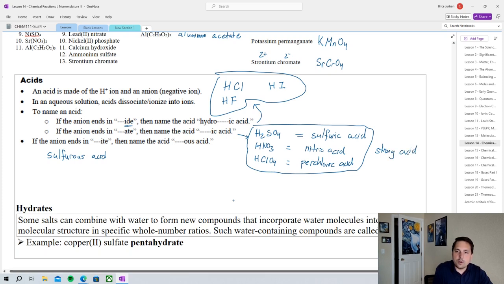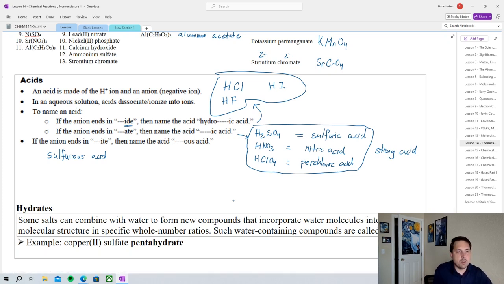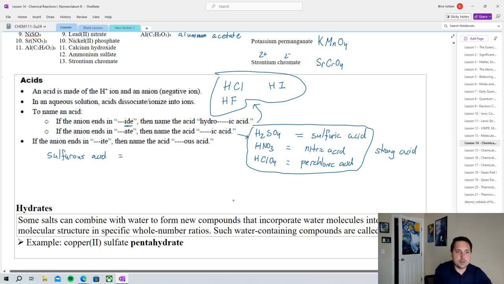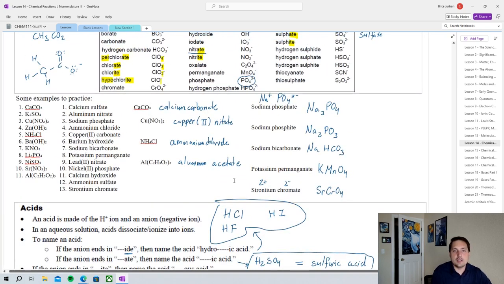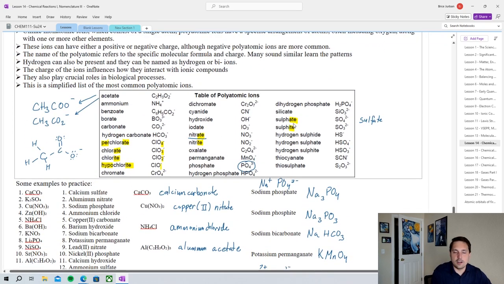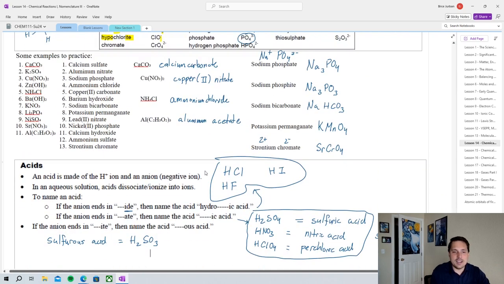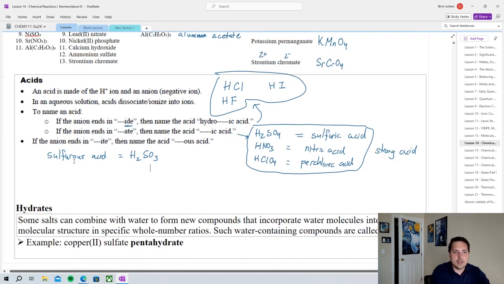But there's a variety of weak acids. And we'll talk about weak and strong acids in a little bit. That means how much they dissociate when you put them in water. But sulfurous acid is a weak acid, and it's got the formula of H2SO3 because SO3 is sulfurous. Sorry, SO3 is sulfite. So because the ending here is ITE, the ending of the acid becomes OUS. And we always have to end it in acid here.